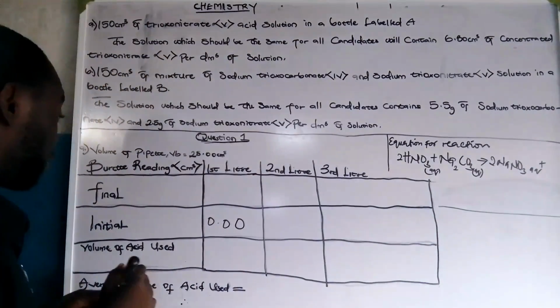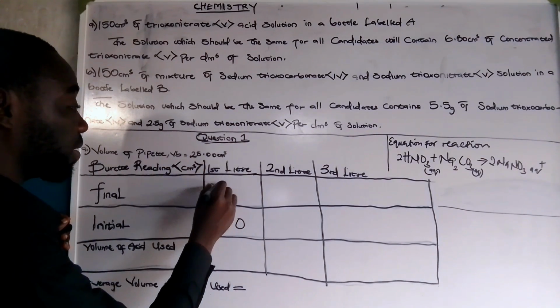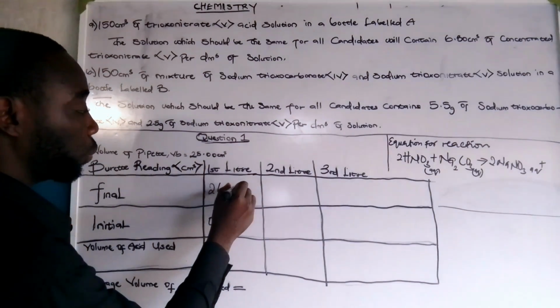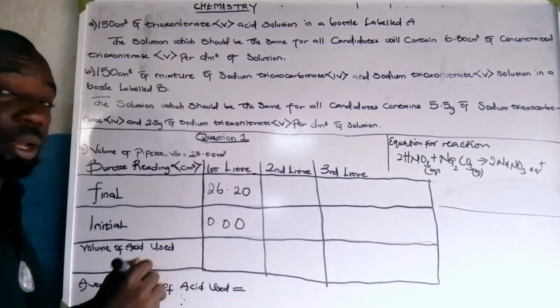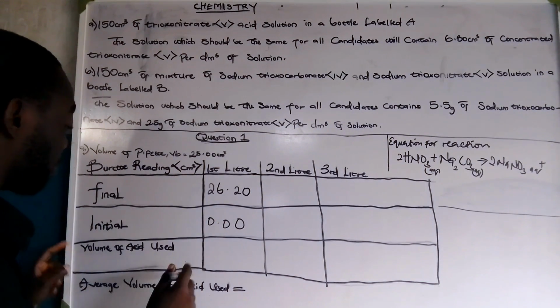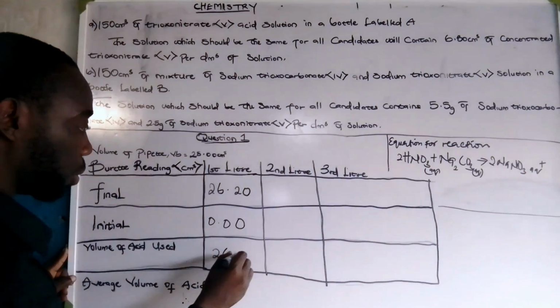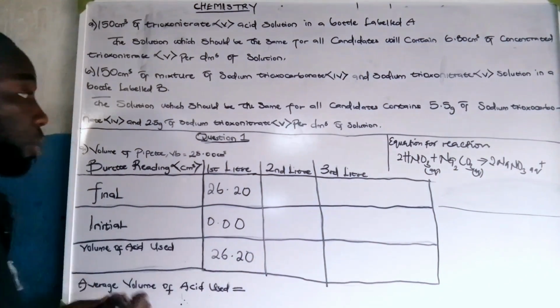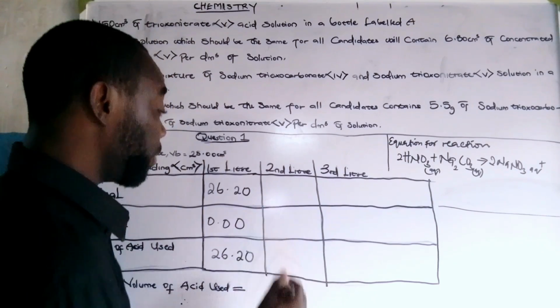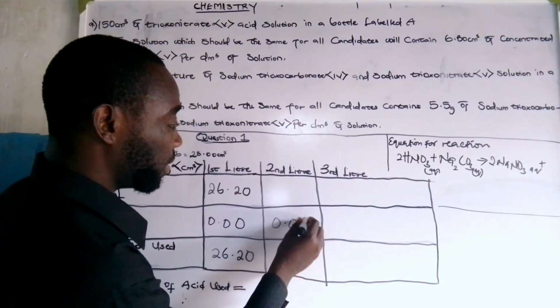The first titer, that is the final reading, is giving us 26.20. So 26.20, and under the volume of the acid we will now have 26.20. Okay, our second titer. So now let's still put it at 0.00.